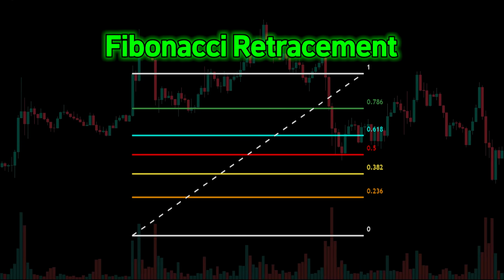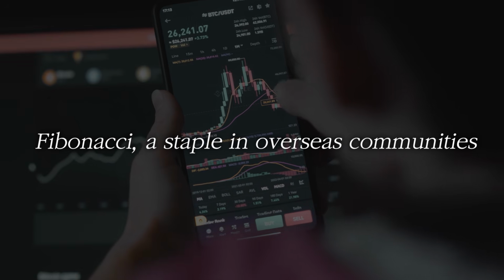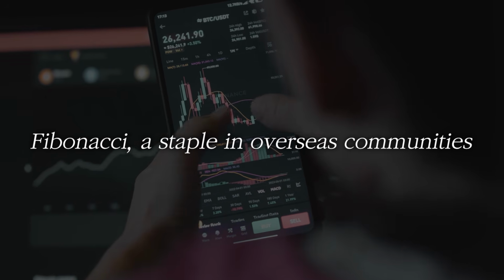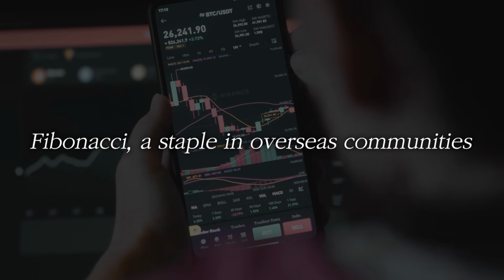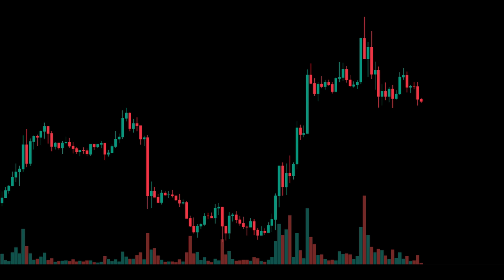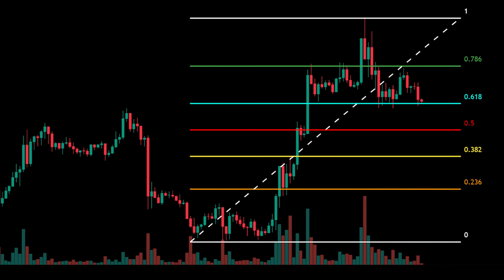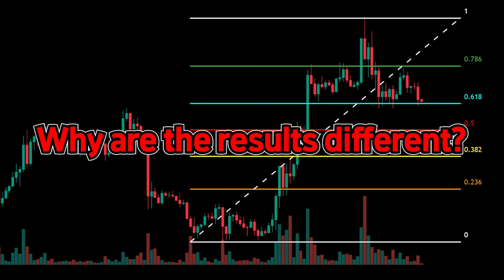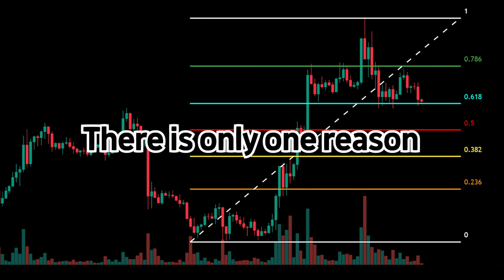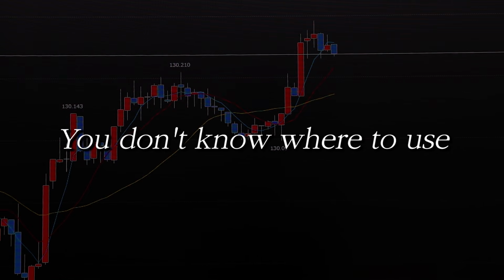Have you heard of Fibonacci retracement? Every trader worth their salt talks about it, from YouTube educators to overseas trading communities. So you gave it a shot, and it didn't work. Same tool, completely different results. There's one reason for that. You've been drawing it in the wrong place.